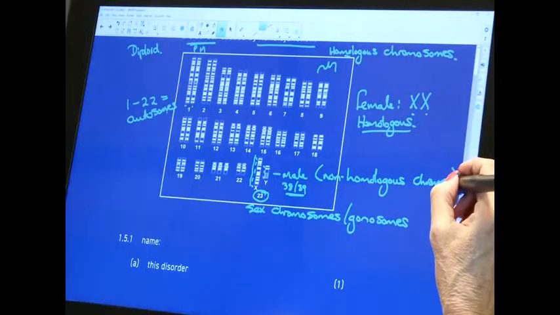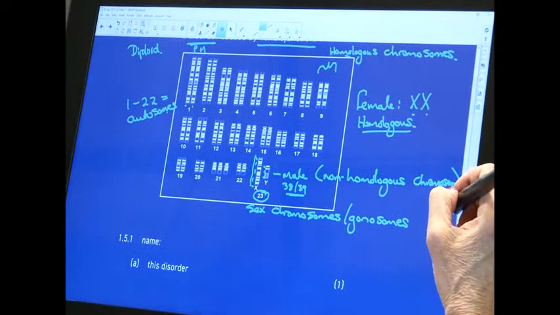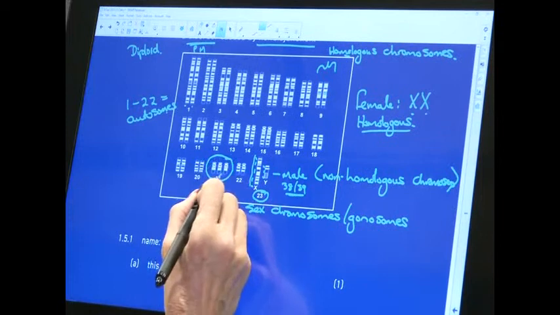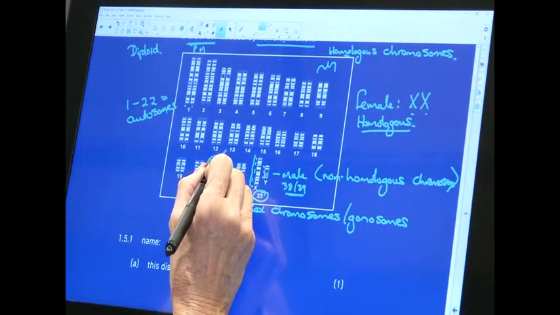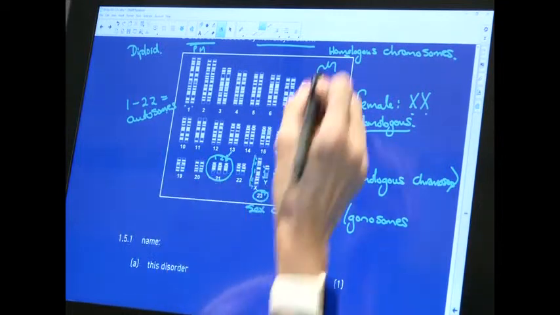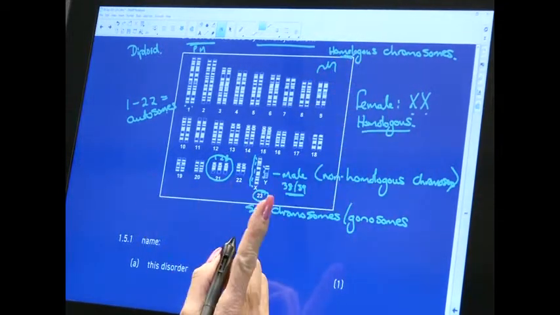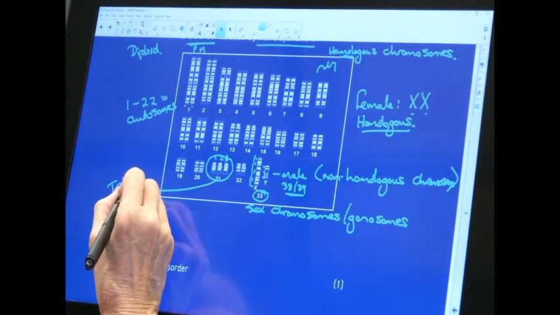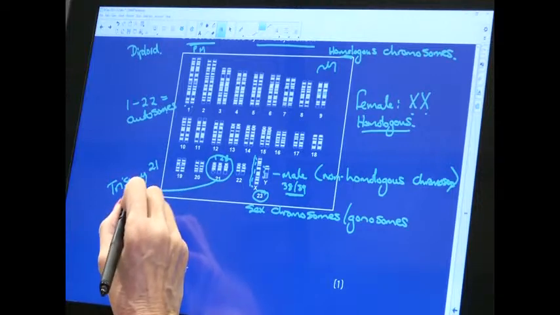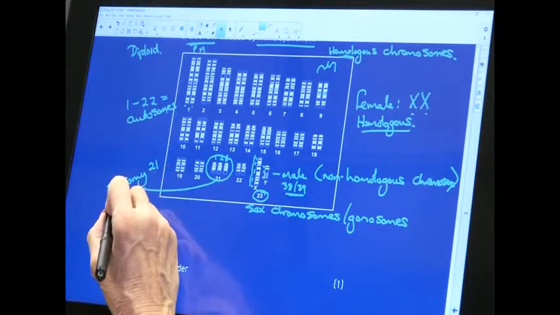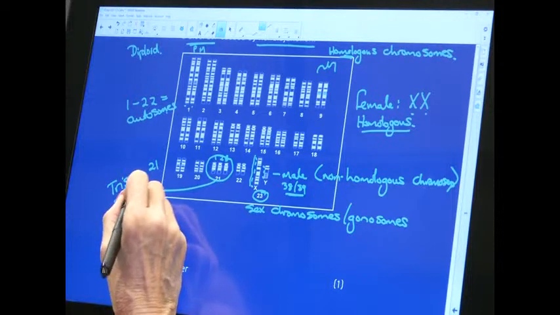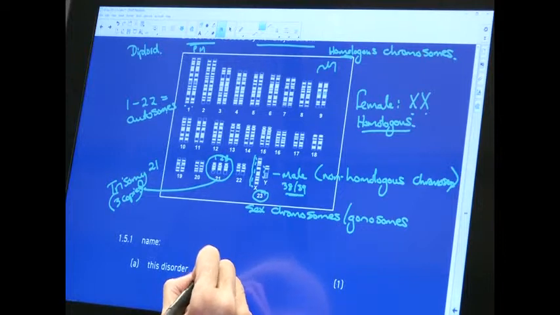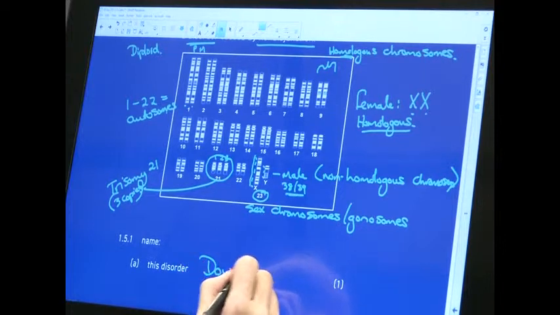Okay, then name this disorder. Okay, let's just have a look. All right, our disorder here, do you see that this chromosome 21, there are 3. There's 1, 2, 3, when there should only be 2. They should be homologous chromosomes, which means pairs. So if there are 3, this is called trisomy 21, which means that there are 3 copies of chromosome number 21. So the disorder that's caused here is Down's syndrome.